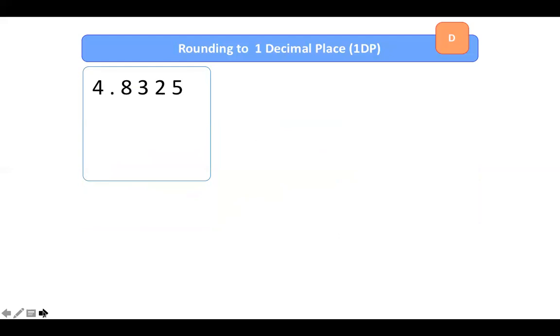Then we look at decimal places. Similar as well. But let's say we have one decimal place. So this is the decimal place. One decimal place means the first number after the decimal, because 1 only. So 8, we look at 8. Then we look at the number after that. 3 is less than 5. So 3 onwards automatically becomes 0. So 8 remains 8. So it's 4.8.